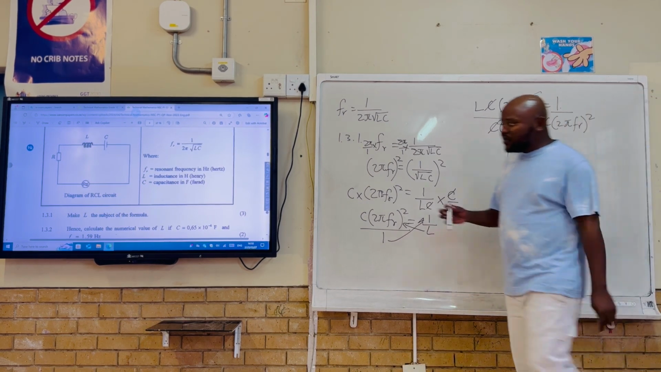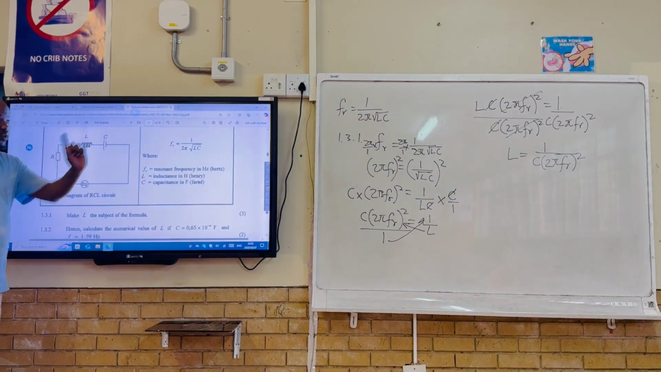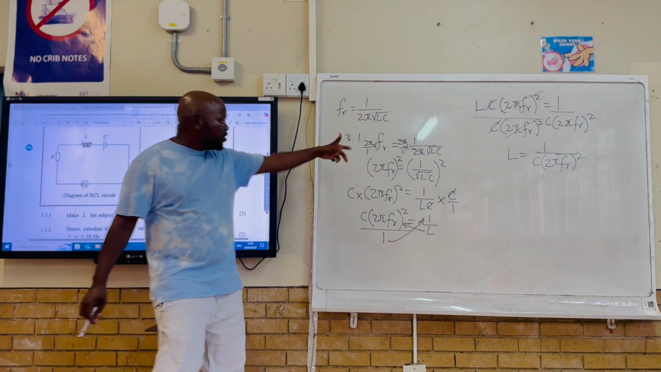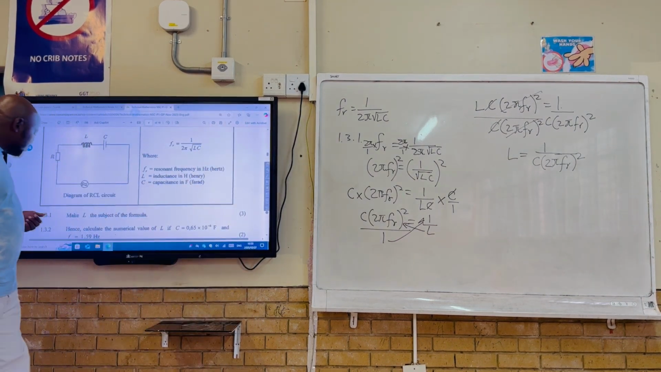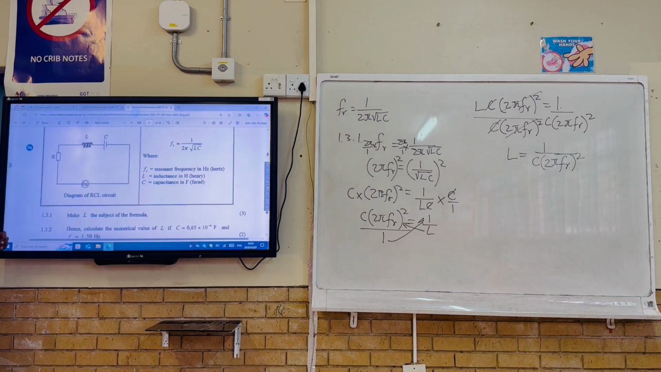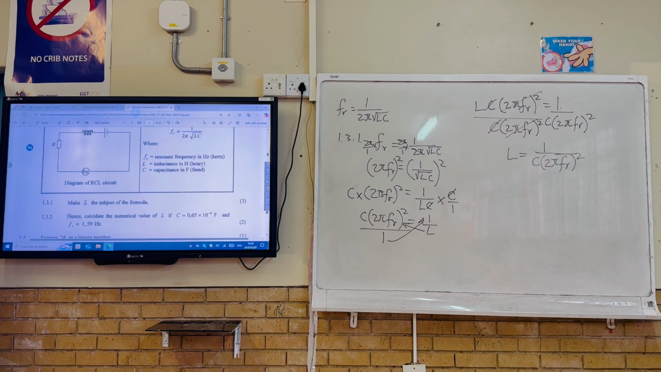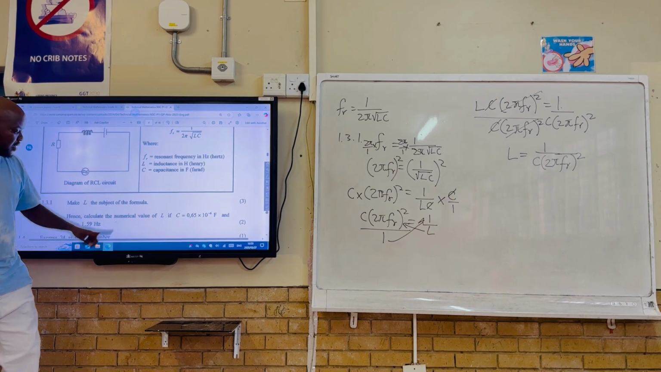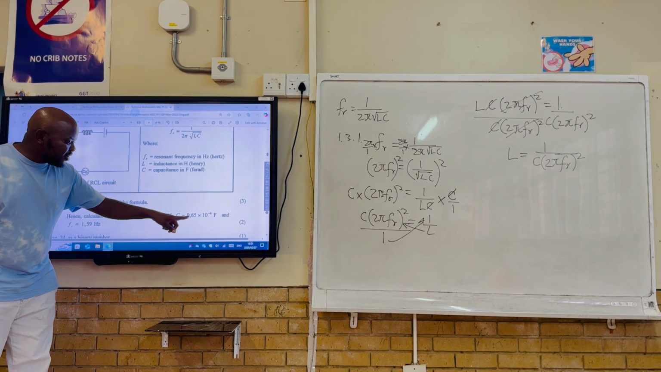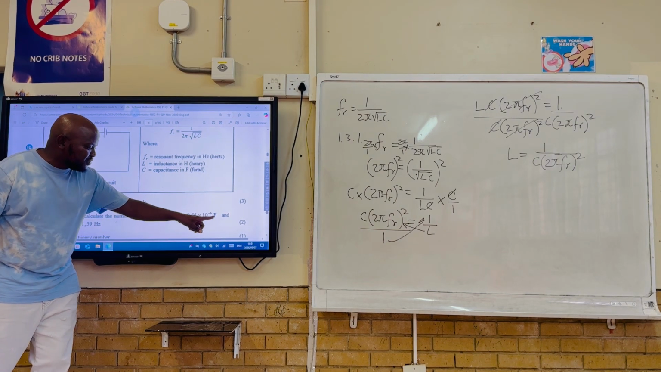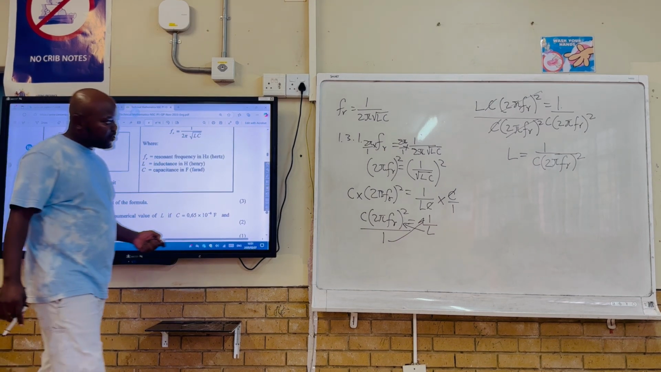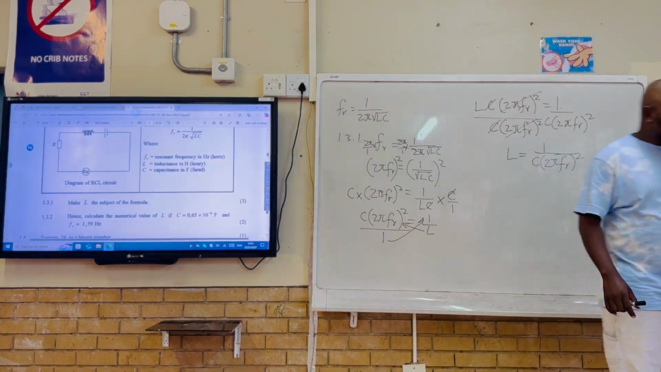Thank you very much. Now we can just go to 1.3.2. Are we all together with 1.3.1? Thank you very much. Now just go straight to 1.3.2. With 1.3.2, we have an English there that says: hence, calculate the numerical value of the inductance if the capacitance is 0.65 multiplied by 10 to the power of negative 6 farad, and the frequency equals 1.59 hertz.